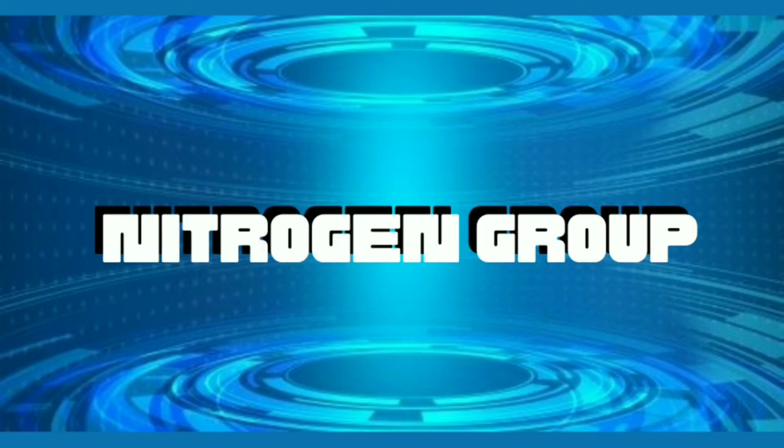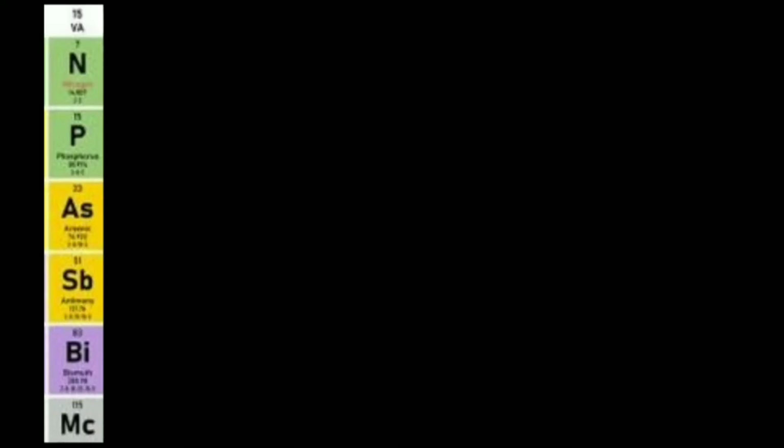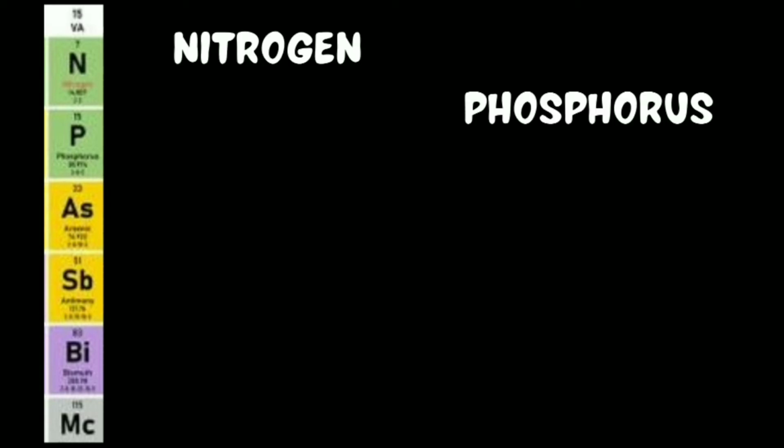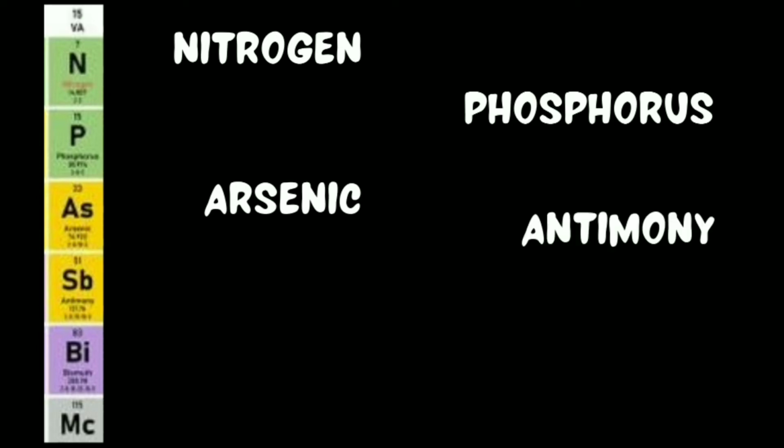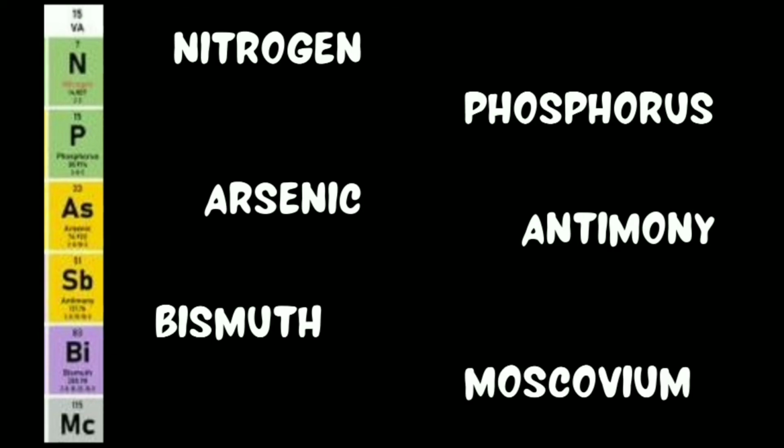Group 5A, or the nitrogen group. The elements in the nitrogen group are nitrogen, phosphorus, arsenic, antimony, bismuth, and the new element moscovium.